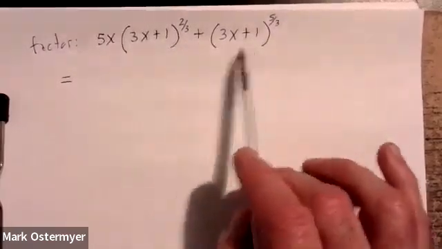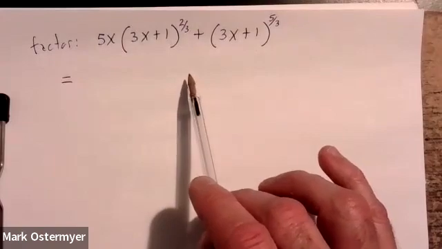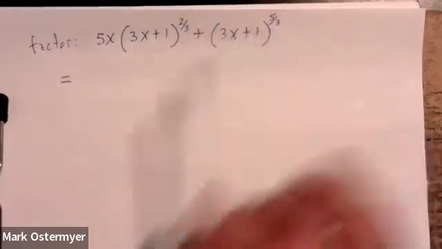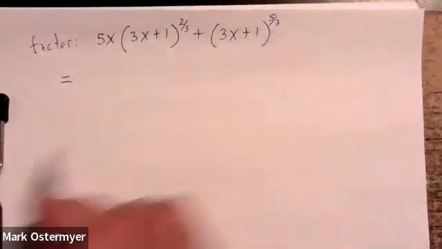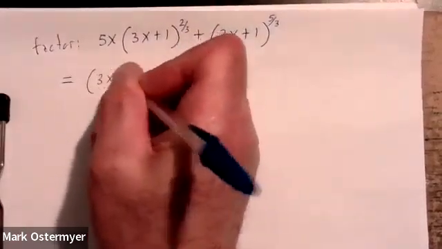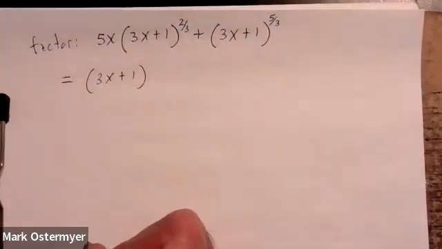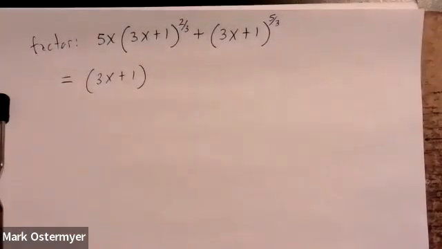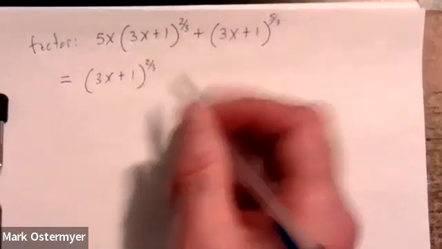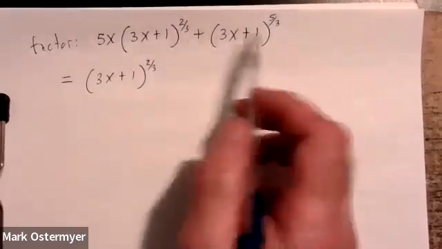It's 3x plus 1. So what would be the smallest exponent on 3x plus 1? 2/3 or 5/3? Well, which one would be the case? So I can factor 3x plus 1 to what power out of both these terms here? What's the smallest exponent? We want the smallest exponent between 2/3 and 5/3. 2/3 then. I will go with 2/3. So we can factor out 3x plus 1 to the 2/3 power out of both these terms here.